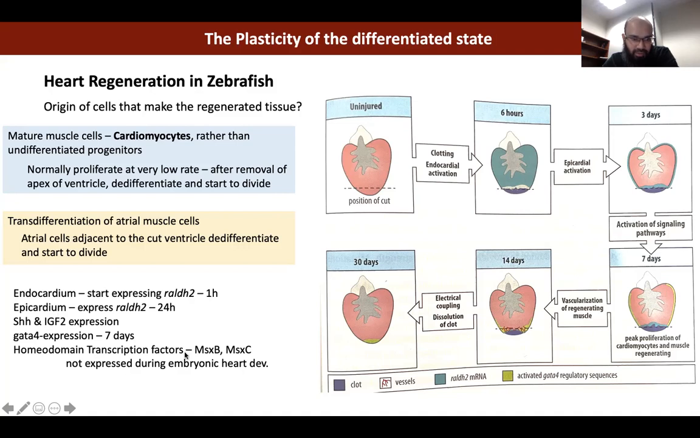And then you have these more differentiation factors, these homeodomain transcription factors, MSXB and MSXC, and they increase during regeneration, although they are not expressed during embryonic heart development. So it's a little bit different. The heart regeneration in zebrafish is a little bit different than heart formation during embryogenesis.